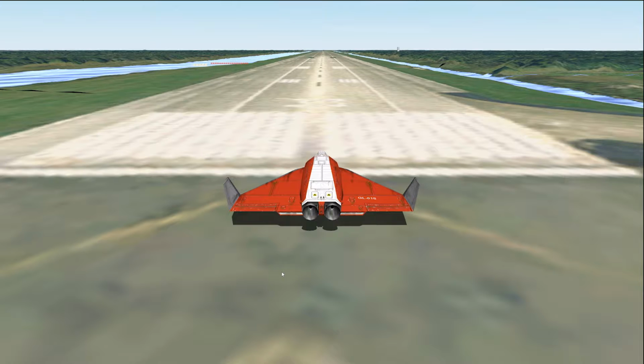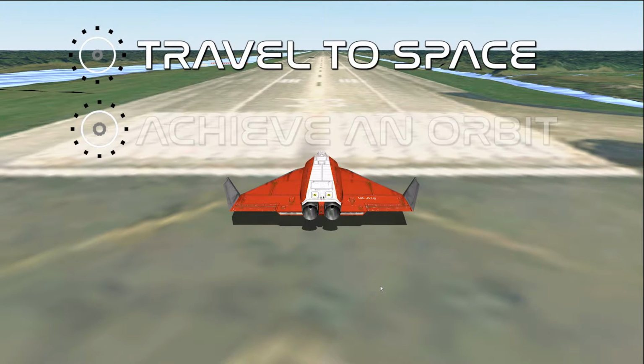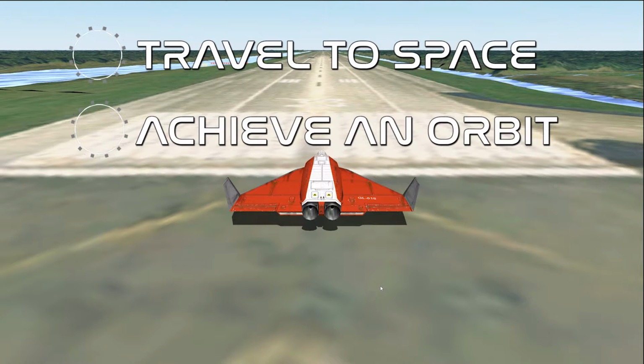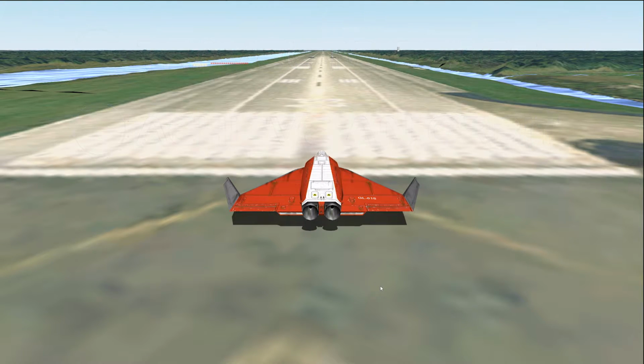The objective today for us is to get into space and then achieve an orbit. Now, I don't want to make it too difficult because I am learning. So as I learn, you guys are going to learn with me. As I start advancing forward, you guys will start advancing with me. And I'm going to make mistakes along the way. Nothing's going to be perfect.